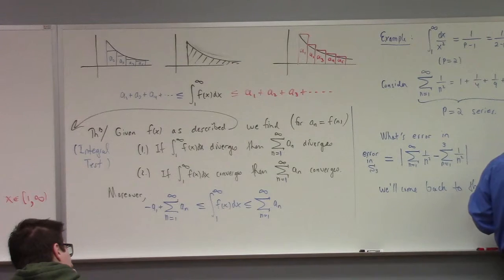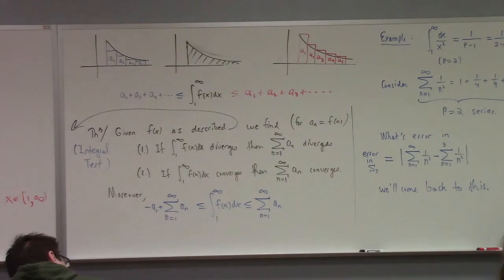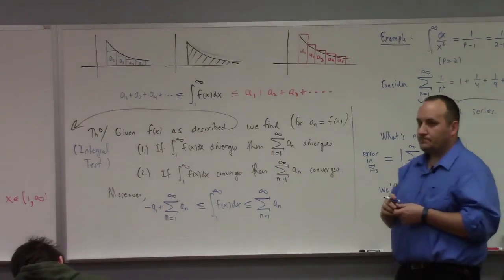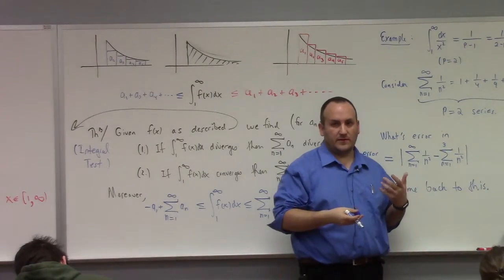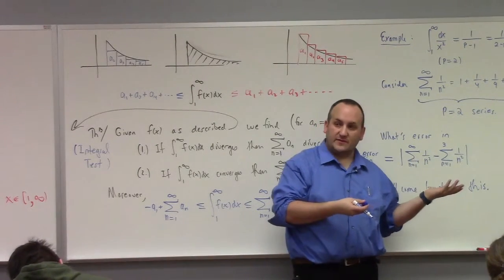How about this? If p is less than or equal to 0, then 1 over n to the p is equal to n to the minus p, where minus p is greater than or equal to 0. Thus, 1 over n to the p does not go to 0 as n goes to infinity, right? If the exponent's 0, it's just the constant function 1, which does not limit to 0, right?